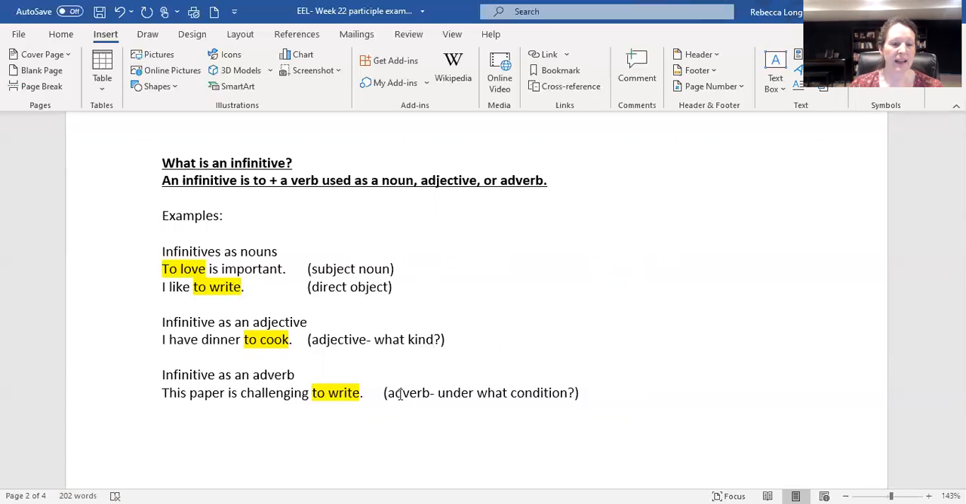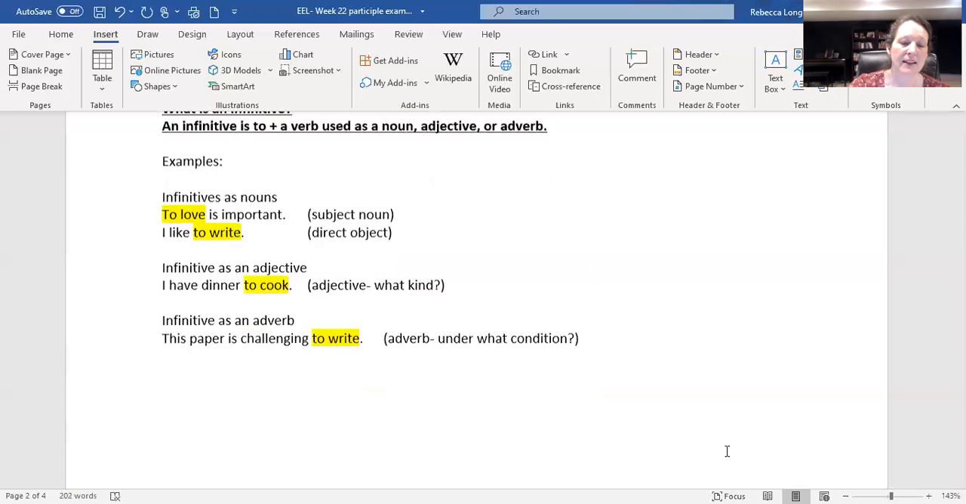And then finally, this paper is challenging to write. Under what condition is it challenging? That I have to write it. So here, to write is acting as an adverb because it's answering an adverb question. So all of these are called infinitives. To plus a verb used as a noun, an adjective, or adverb. That was from week 21. That was when Verbal the Gerbil dressed up as an infinitive, to plus a verb.